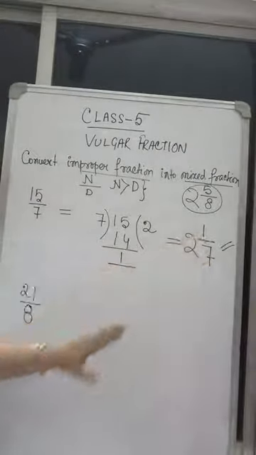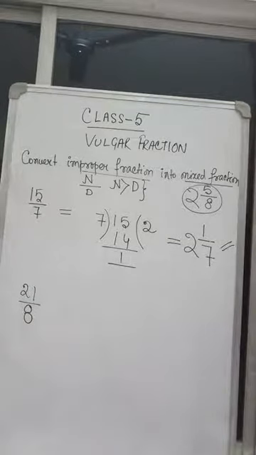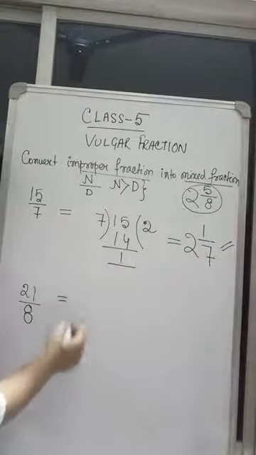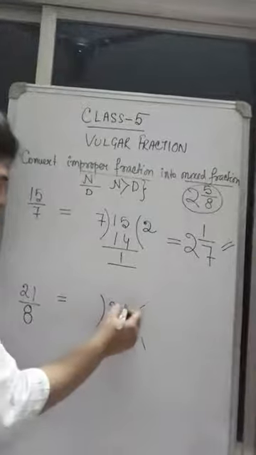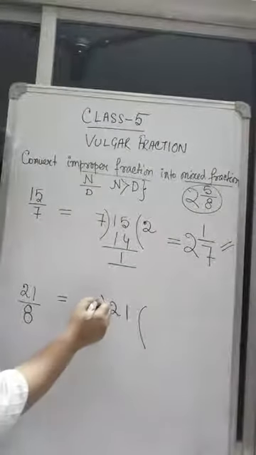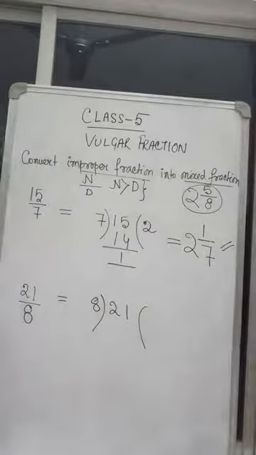Now the same thing I will do again over here. So this is an improper fraction. I have to convert it into a mixed fraction. So what will I do? I will divide the numerator, that is 21, by the denominator, that is 8.